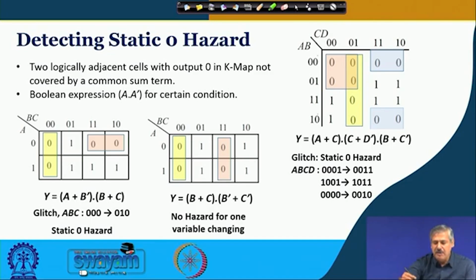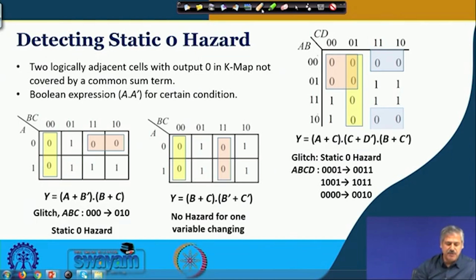So, from the Karnaugh map we can find this, and if you look at the Boolean expression, it ultimately reduces to a variable and its complement ANDed together for certain input combinations. So, we do not need to go up to the expression level. Simply by looking at the Karnaugh map grouping from which the expressions are generated, we can detect the presence of a static 0 hazard. Let us look at one example.